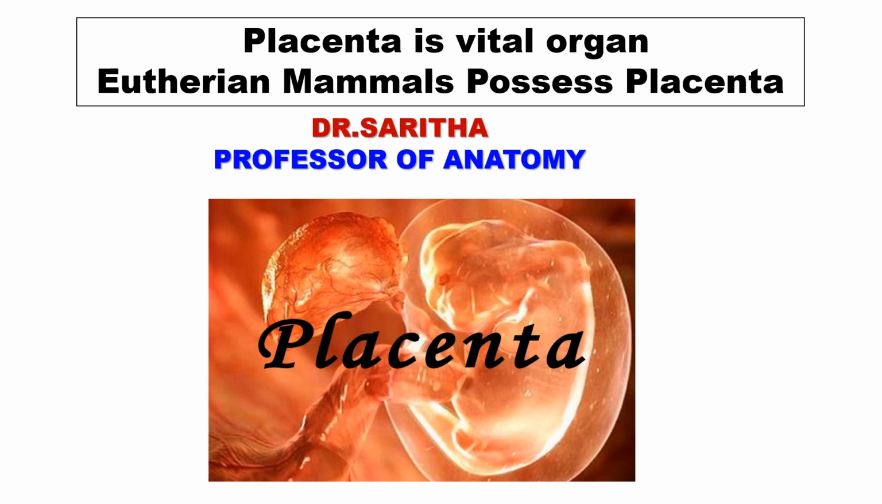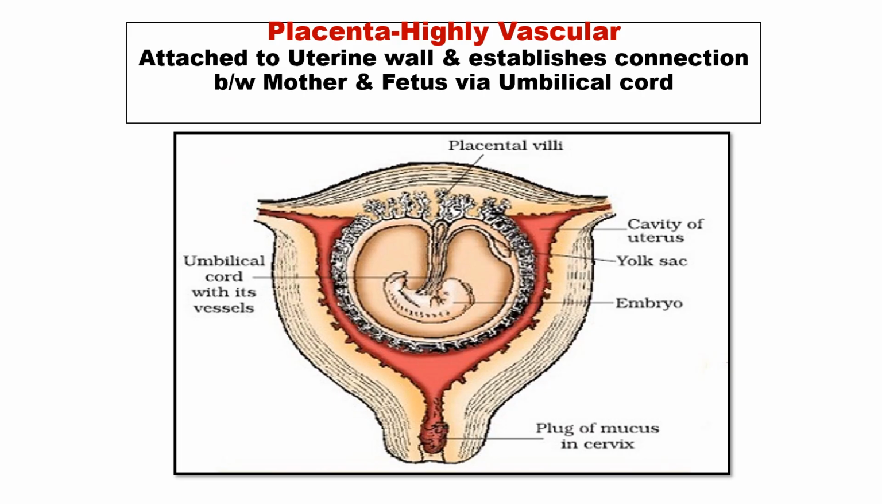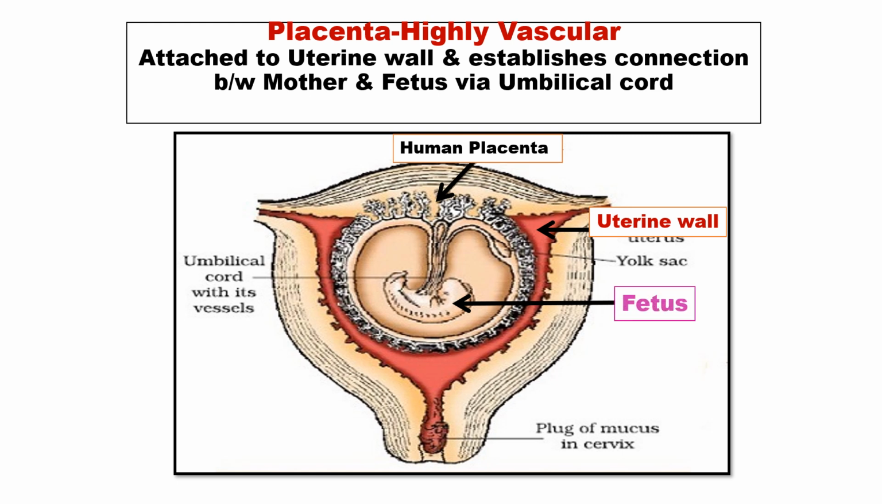Placenta is a vital organ. All eutherian mammals possess placenta. Placenta is a highly vascular structure. It's attached to the uterine wall and establishes connection between the mother and the fetus via the umbilical cord.